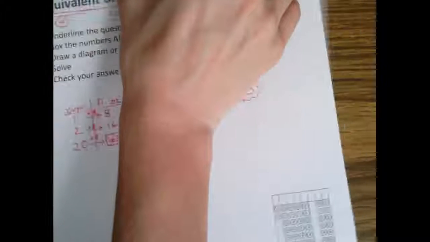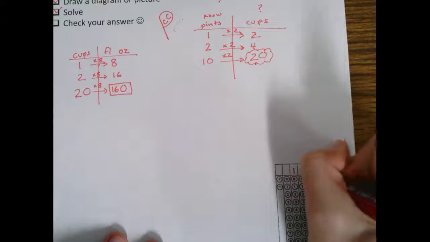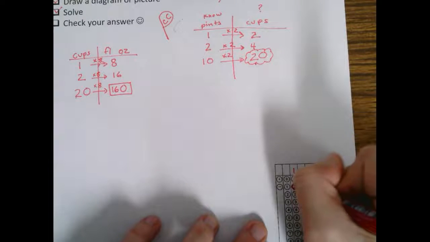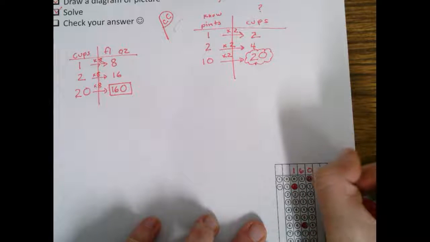So I'm going to carefully grid it down here and make sure I put my answer correctly. I have 160. There's no decimals here. It's 160 whole ounces. 1, 6, 0.